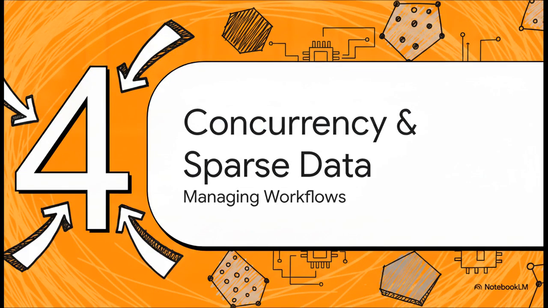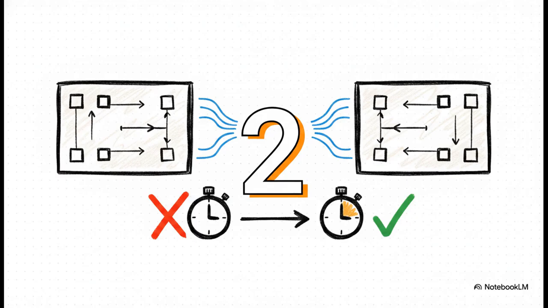Which brings us to section 4, concurrency and sparse data. So here's a crucial point to remember. Your GPU is a massive parallel processor, and you really shouldn't let any parts of it sit idle. By using CUDA Streams, we can manage multiple workflows simultaneously. Imagine we have two entirely independent large matrix multiplications. By placing them in separate CUDA streams, CuPy tells the GPU to run exactly two operations concurrently, side by side. If your hardware has the capacity, this effectively cuts your processing time in half compared to running them one after the other.